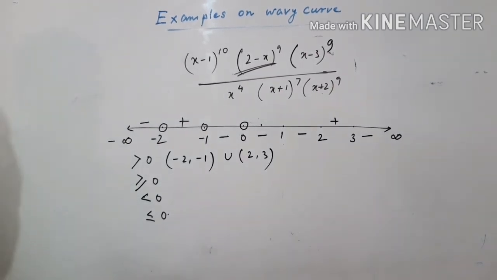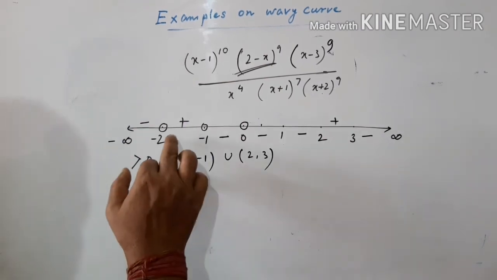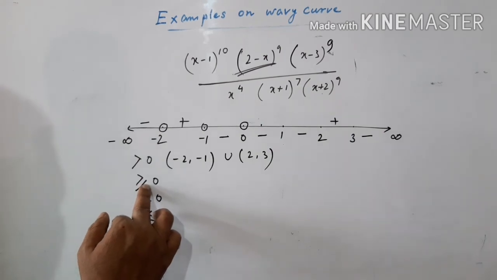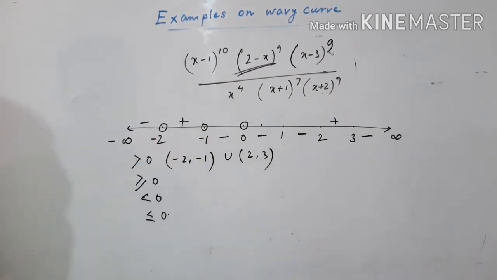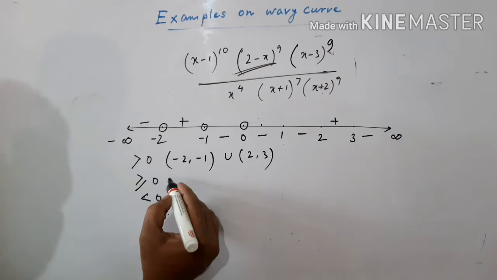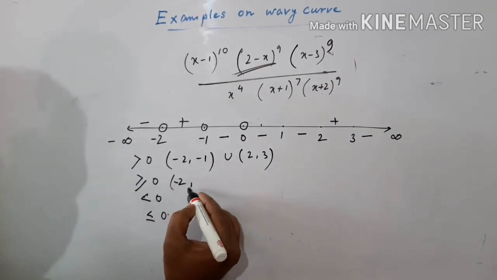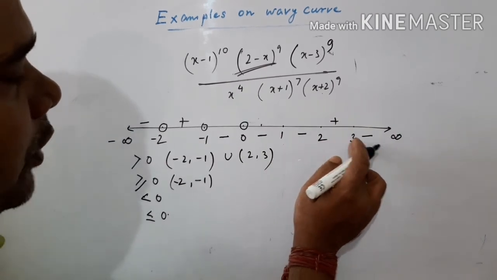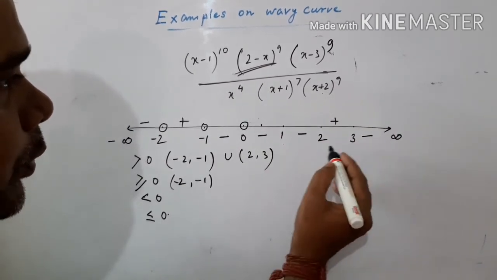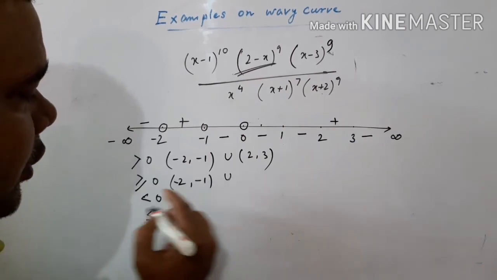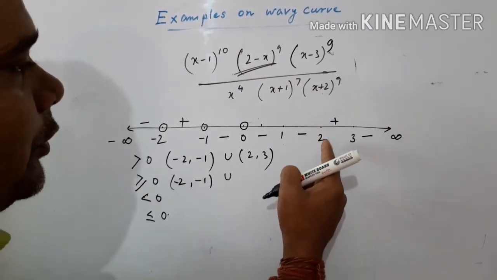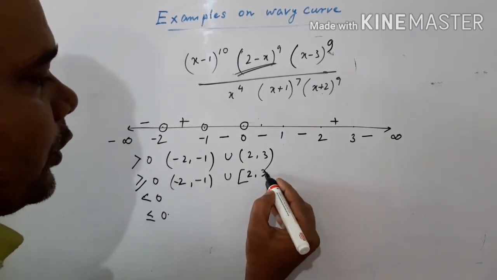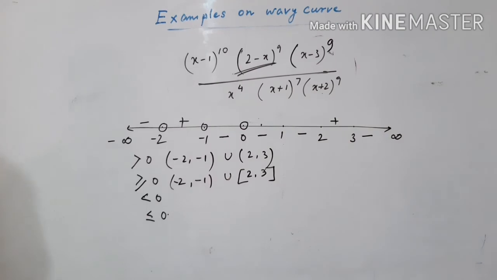Next, greater than or equal to 0. See that where it is positive, minus 2 to minus 1. Although here we are allowing the value 0, minus 2 and minus 1 both are the pole values. So we cannot include them. Minus 2 to minus 1. Positive, positive, again it's positive on 2 to 3. Now both values are to be included because here we are allowing 0, and 2 and 3 are the root values. So x can assume these values.